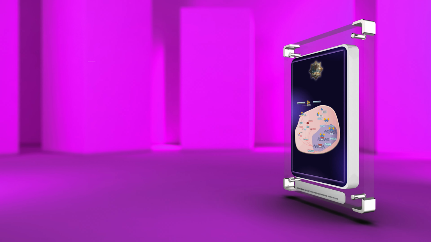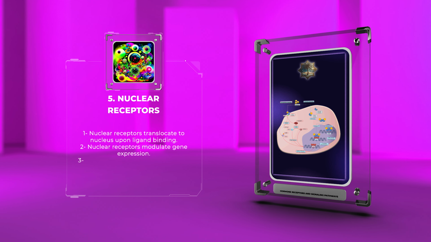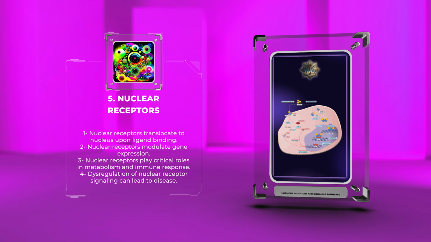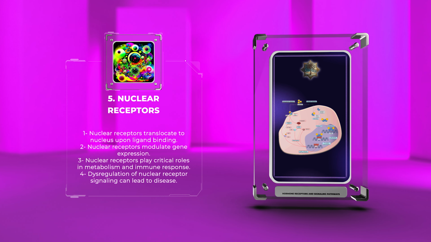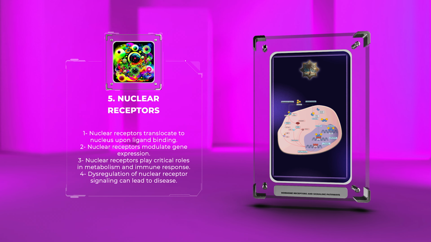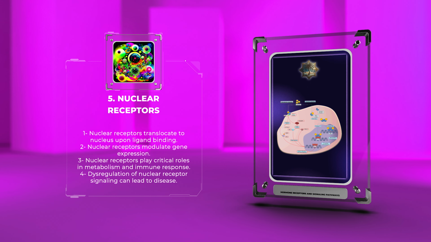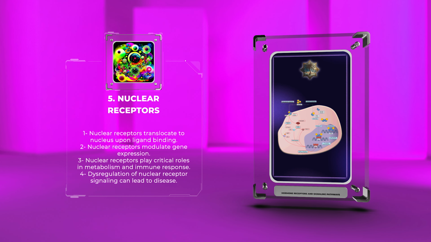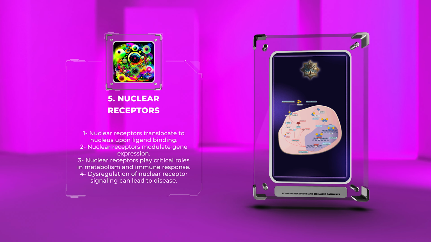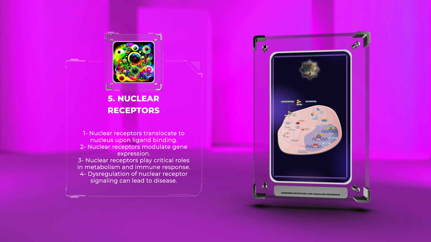Nuclear receptors are a distinct group of hormone receptors that, upon ligand binding, translocate to the nucleus to modulate gene expression. These receptors typically bind to specific DNA sequences called hormone response elements, enhancing or suppressing gene transcription. Nuclear receptors play critical roles in various physiological processes, such as metabolism, reproduction, and immune response. Dysregulation of nuclear receptor signaling can lead to metabolic disorders and autoimmune diseases.